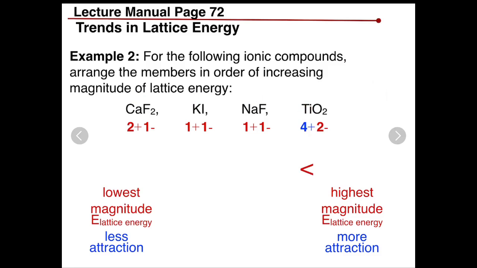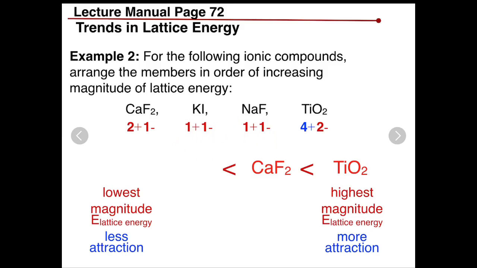Now, the highest magnitude of lattice energy would indicate the strongest attraction. In this case, we are going to go by the ion charge effect first. We see clearly these have the highest charges, 4 plus and 2 minus. That is going to be followed by calcium fluoride, because the charges are much stronger for calcium fluoride than any of these. Now, between potassium iodide and sodium fluoride, these two have equal charges. Therefore, you are not able to compare their charges anymore.